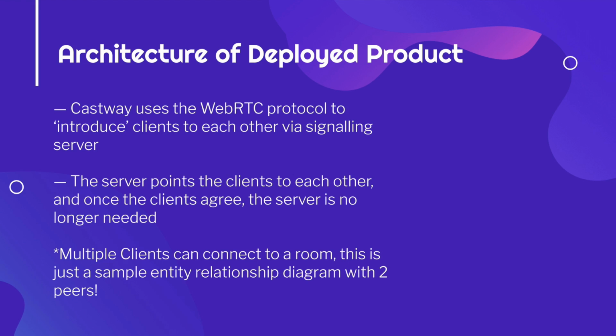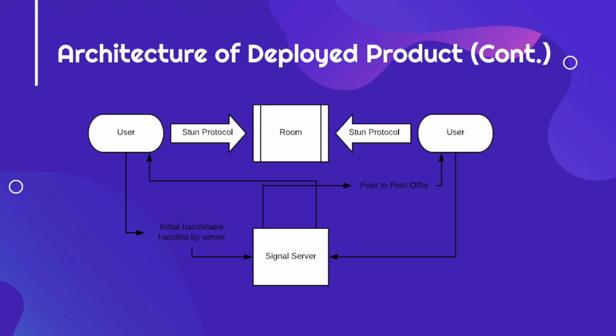The architecture of Castway is largely built around the open source WebRTC protocol to introduce clients to each other. The signaling server introduces the clients and coordinates the handshake, but once this is done, the clients connect to each other directly and the server is no longer needed. To the right, you can see an entity relationship diagram. Note that while this only shows 2 users, more can connect to our room.